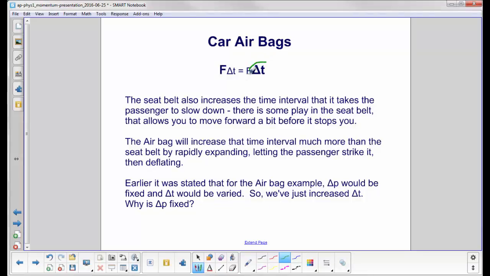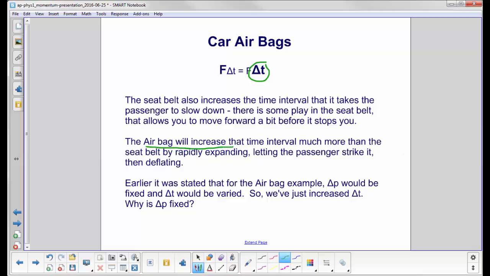The time interval delta T. The seatbelt increases the time interval that it takes the passenger to slow down. You don't go flying forward and hit the glass. The seatbelt has a little play, so you move a little bit, but then it slows you down when it tightens up. The biggest effect here is the airbag.